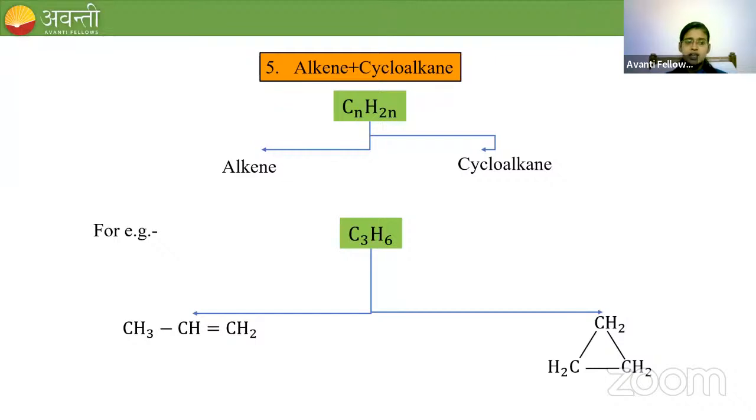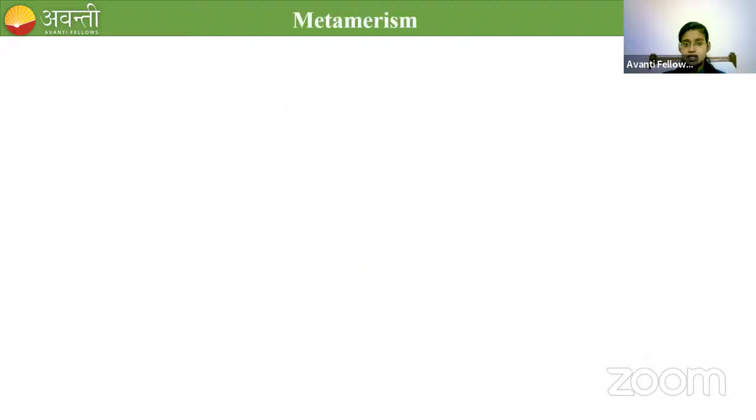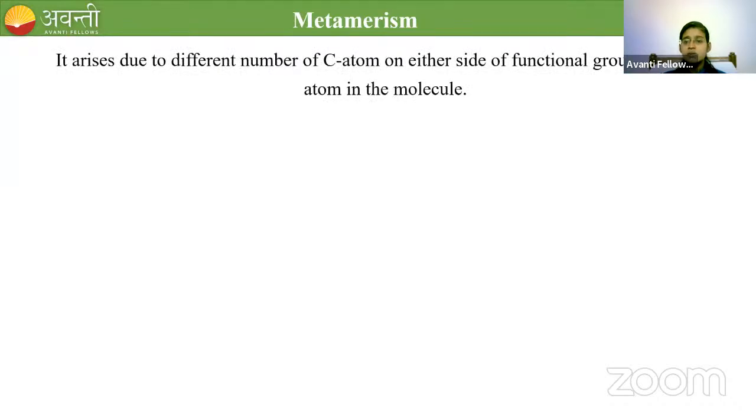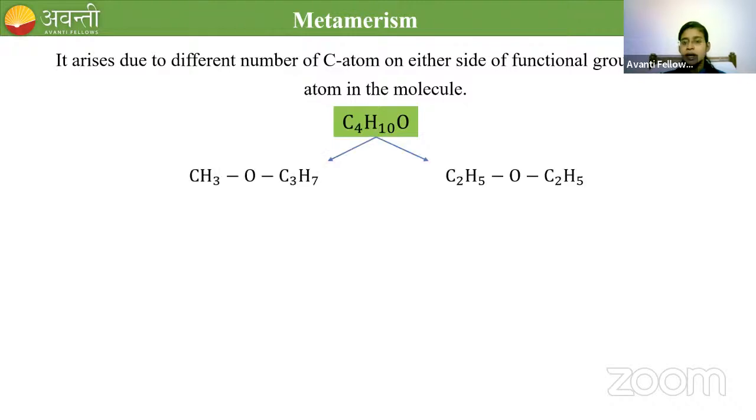There is one more isomerism under structural isomerism, which is called metamerism. So let me cover that and then wrap up today's session. So what is meant by metamerism? It arises due to different number of carbon atoms on either side of the functional group. Let me take one example, C4H10O. These two compounds are the metamers of each other. Both of them have same molecular formula, but the number of carbon atoms on either side of the functional group is different.